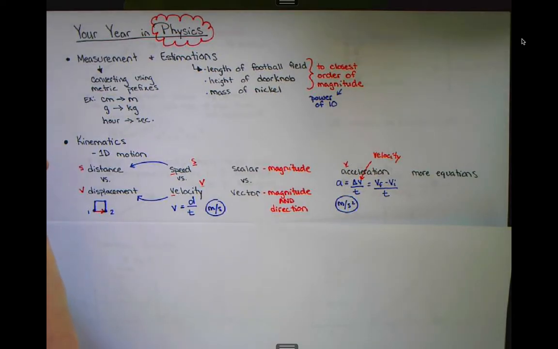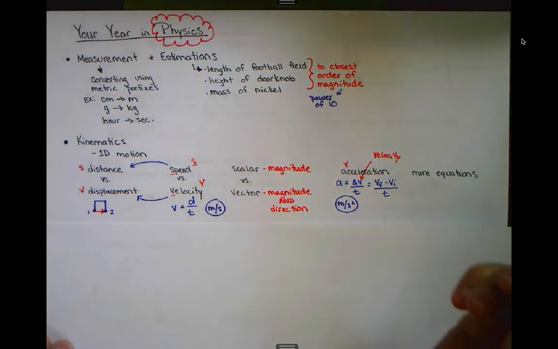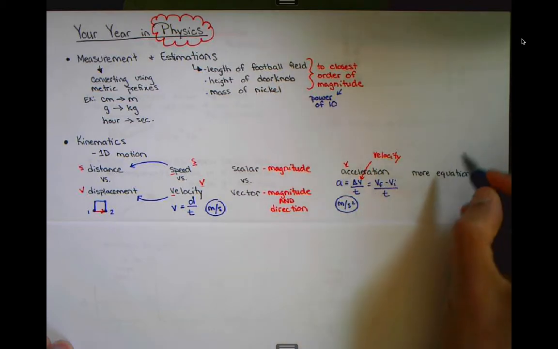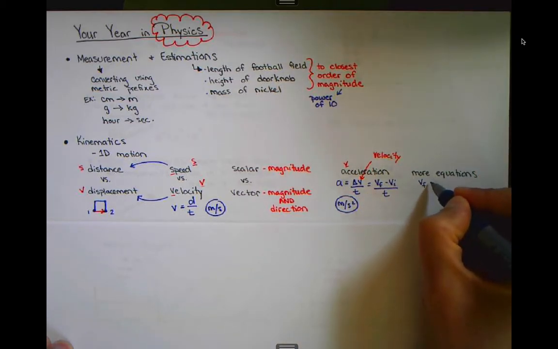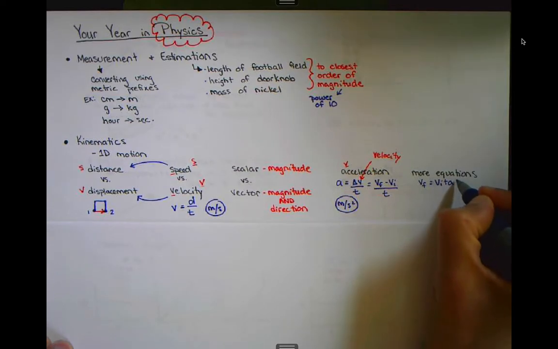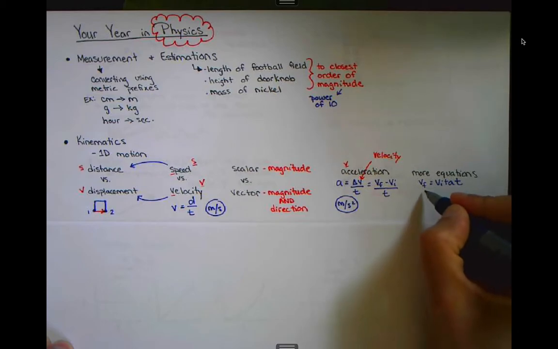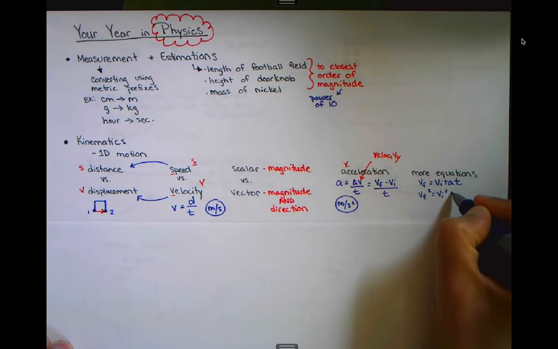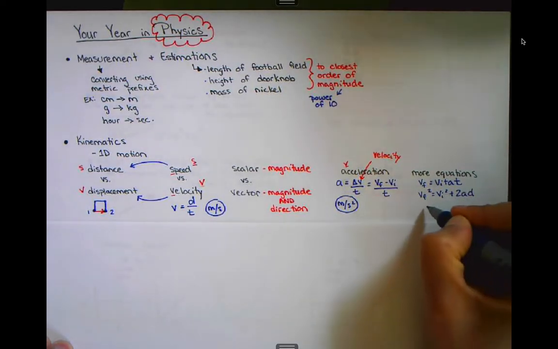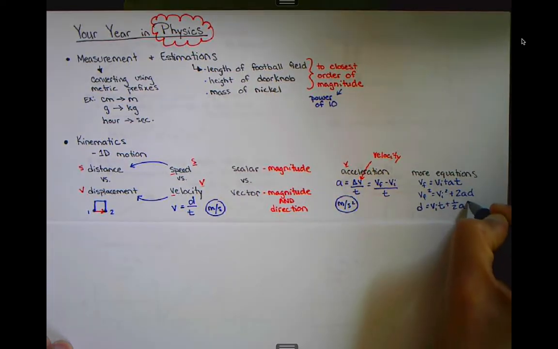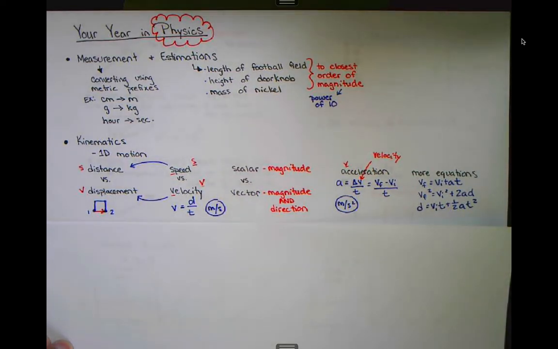And then we had more equations that we looked at and derived together. So if I just take the acceleration equation and solve for VF, I get VF equals VI plus AT. And then combining that with V equals D over T and looking at the average velocity, we have VF squared equals VI squared plus 2AD. And the distance equation, D equals VIT plus 1/2 AT squared, right? All of those are on your reference table. So that was basic 1D horizontal motion, right?